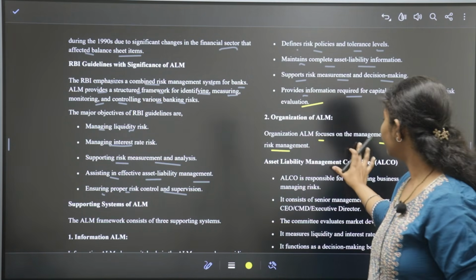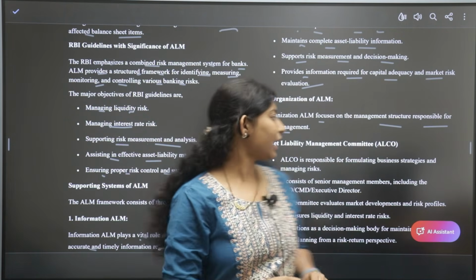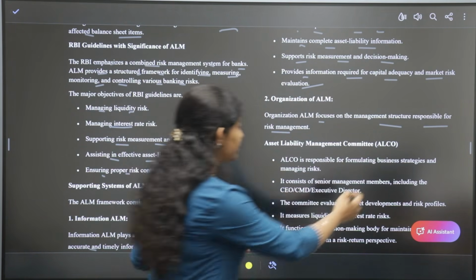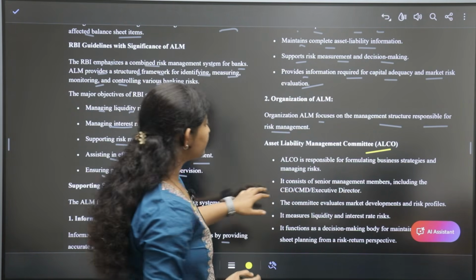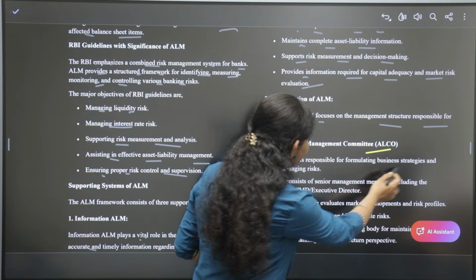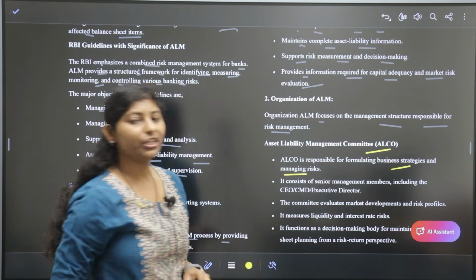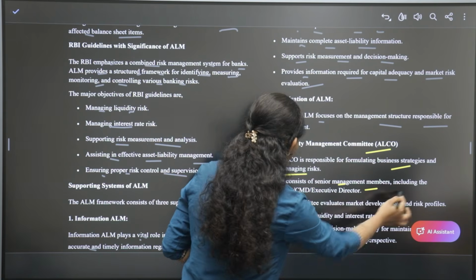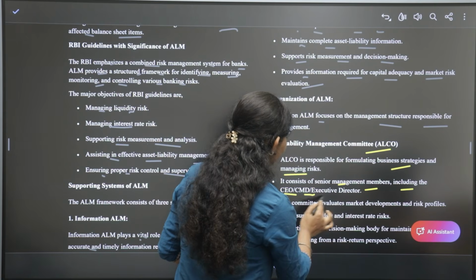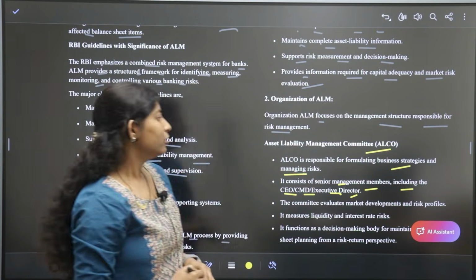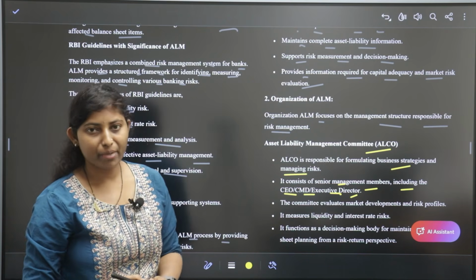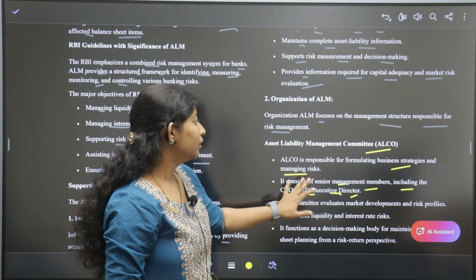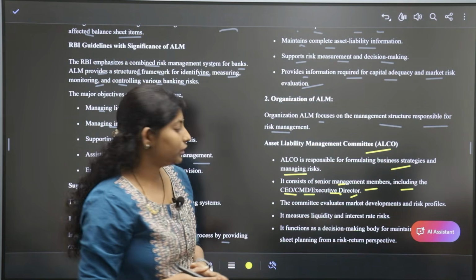Okay, next here we have the Asset Liability Management Committee, ALCO, very important. ALCO is responsible for formulating business strategy and managing risk. It consists of senior management members including the CEOs, CMD, and executive directors. So here they have all the top management, where this ALM committee is formed with all these members.